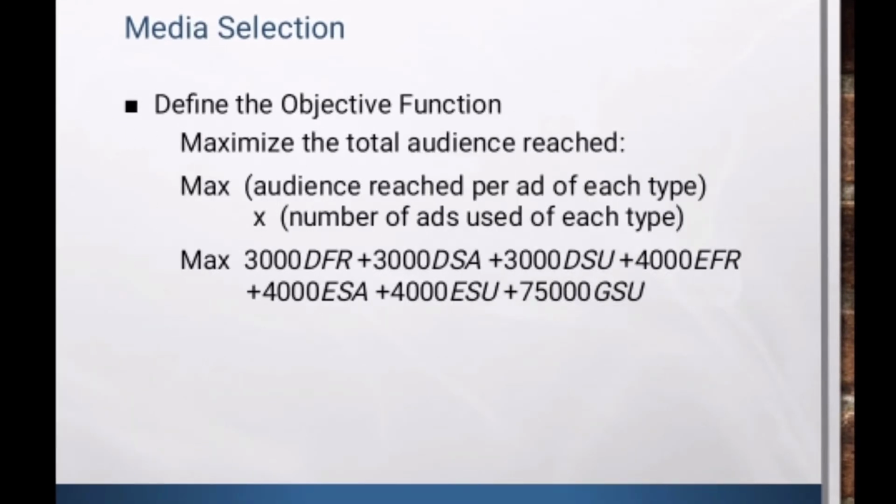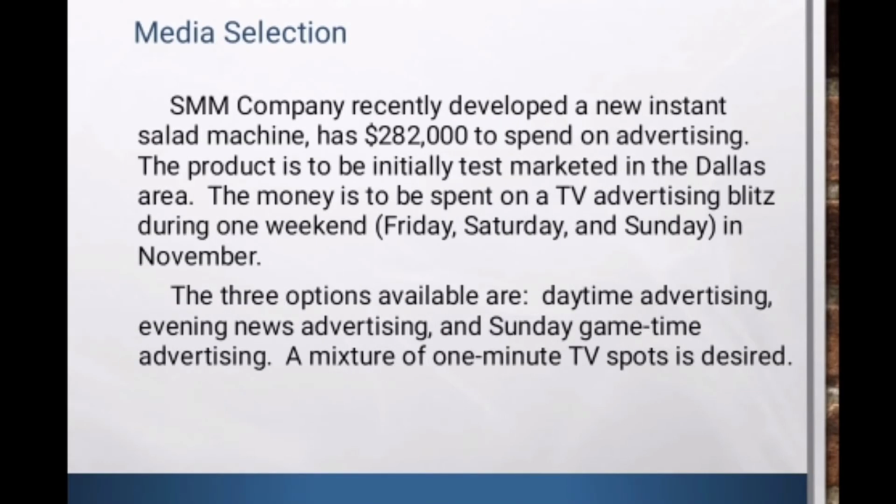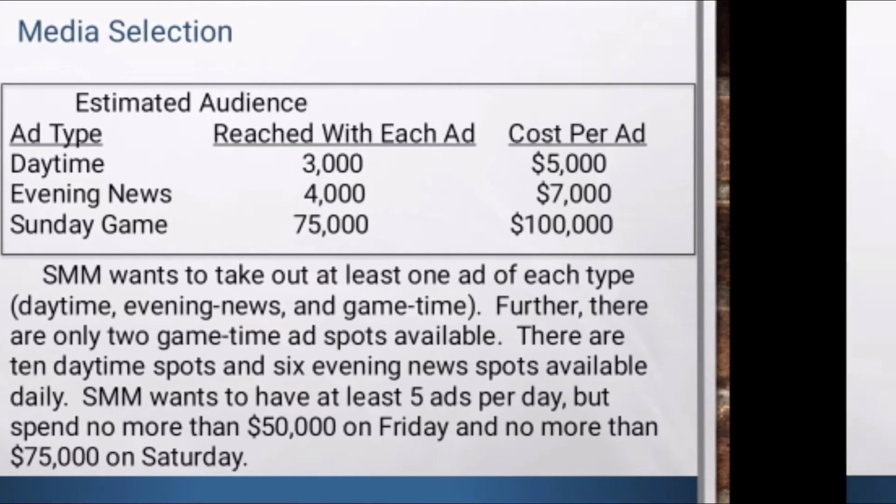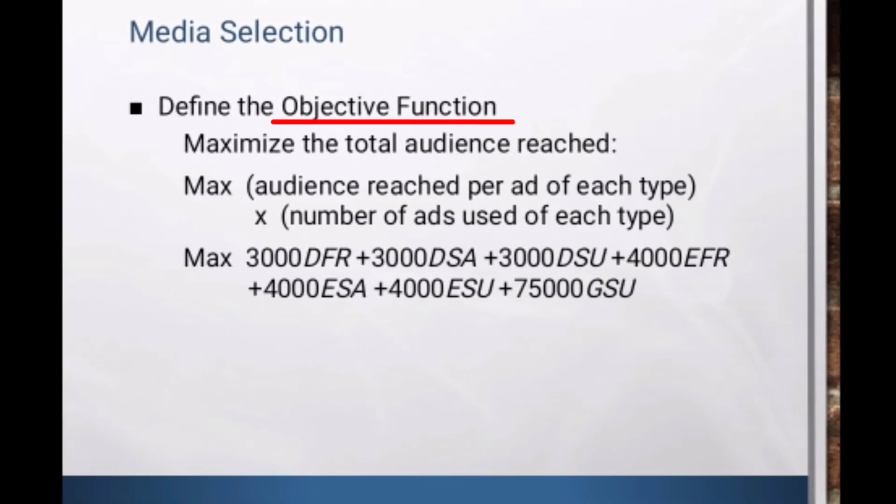Next, we will identify the goal of our problem. So we will identify our objective function. The objective function specifies a direction of optimization, either to maximize or minimize. To come up with our objective function, we will base it on our given. Based on the given in our problem, the reach for daytime, evening, and Sunday game is stated. Once we identify that, we can already define our objective function.